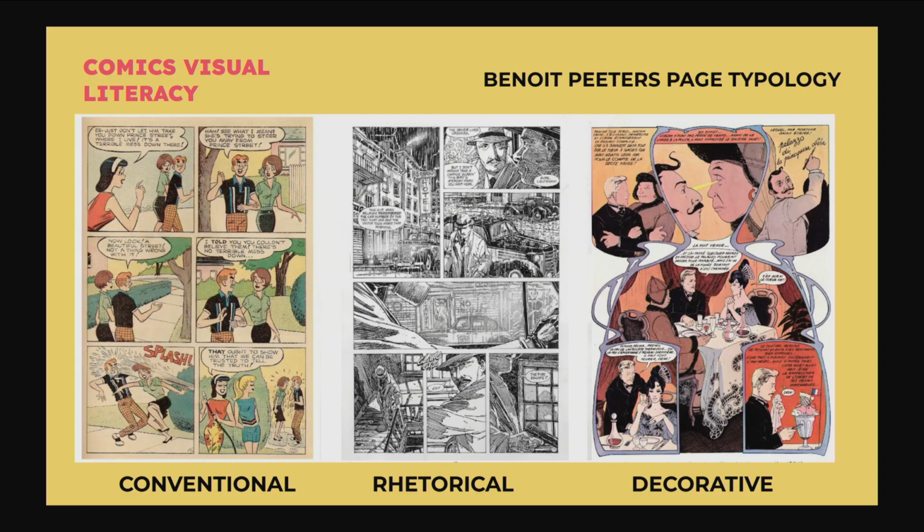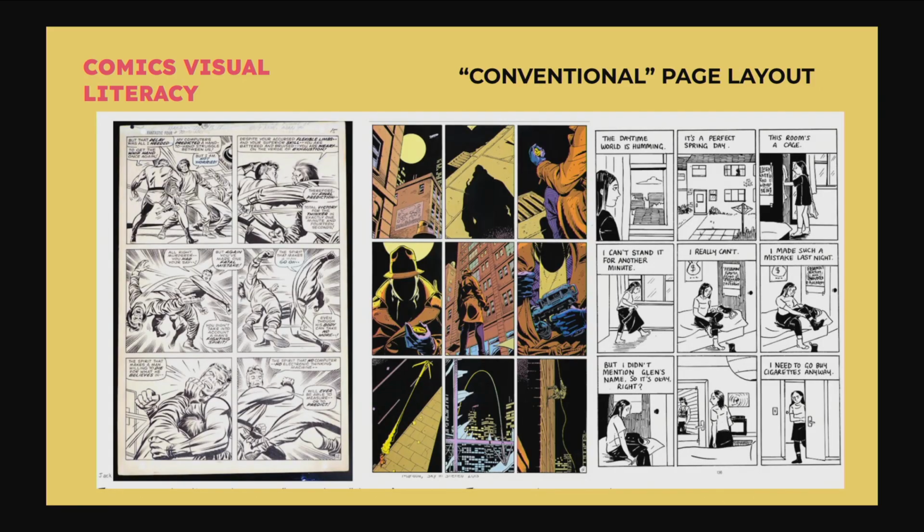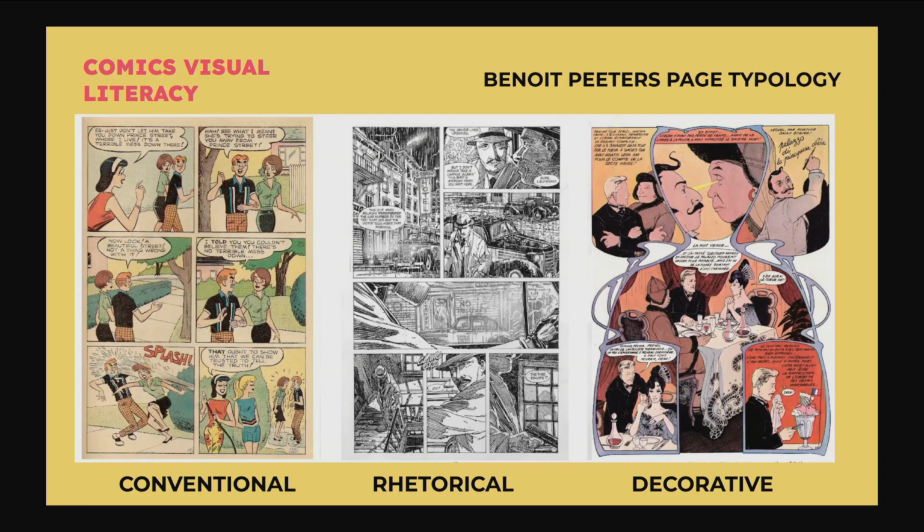So first is what Peeters calls the conventional layout, in which all the panels on a page are the same size and shape. This is very common, especially in the classic grid, where there are 6 panels, 8, 9 panels, or whatever. You just choose your regular layout and you tell your story in it. Although now that I look at this example, I've cheated a little bit because for some reason, the panels in this Archie page are not exactly in the grid. I don't know why, but you get the idea.